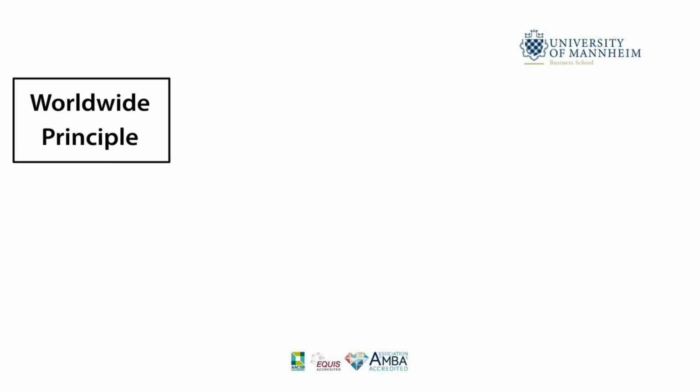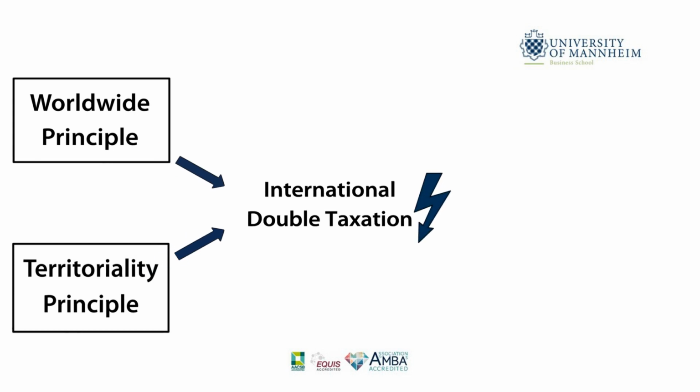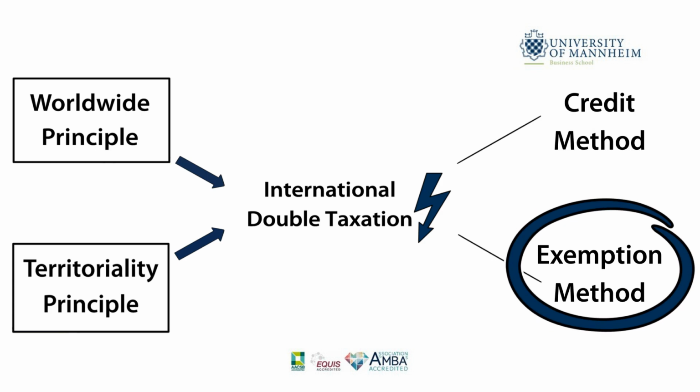In case of a simultaneous application of the worldwide and the territoriality principle, international double taxation occurs. To reduce or fully mitigate international double taxation, countries can adopt the credit or exemption method. In this video, we are going to talk about the tax implications if a country applies the exemption method.